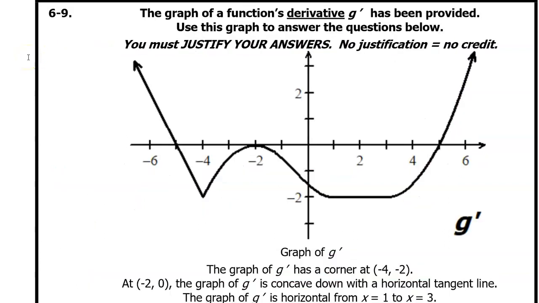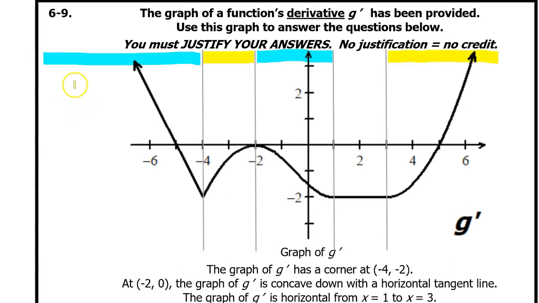Regardless of whether you are given g and you are asked to graph g prime, or if you're given g prime and you're asked to graph g, the first step is to divide the graph into intervals of increasing and decreasing. We can see that g prime is decreasing in the blue intervals and increasing in the yellow interval. In one interval, g prime is neither increasing nor decreasing.